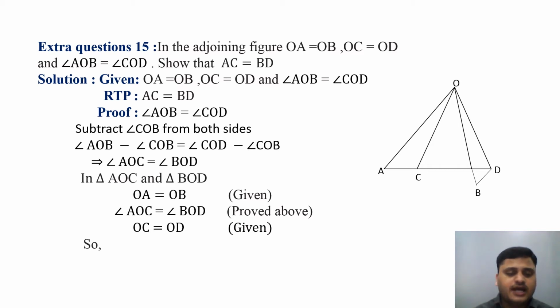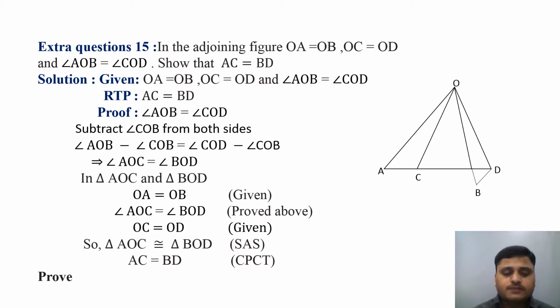So we can say that these two triangles, triangle AOC is congruent to triangle BOD, by which criteria? By the side angle side congruency rule. And by CPCT we can say that AC is equal to BD. By CPCT what can we say? AC is equal to BD. Okay, this one is clear.